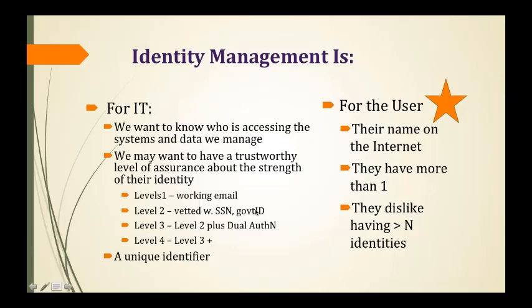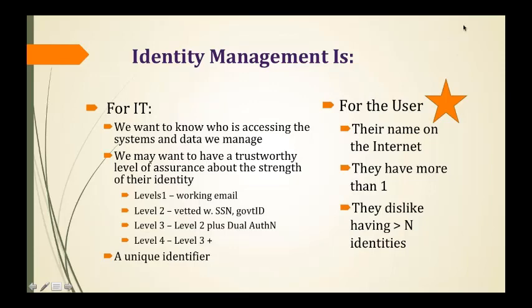Level 2, which is typically the identities we manage in our university, are vetted with a person laying eyeballs on social security number, and government ID, and that sort of thing. Level 3 is a stronger authentication mechanism, such as dual authentication, and level 4 would be very much higher levels of security than that. Also for IT, it's having a unique identifier so that we have a knowledge of who specifically is the person that we're dealing with.